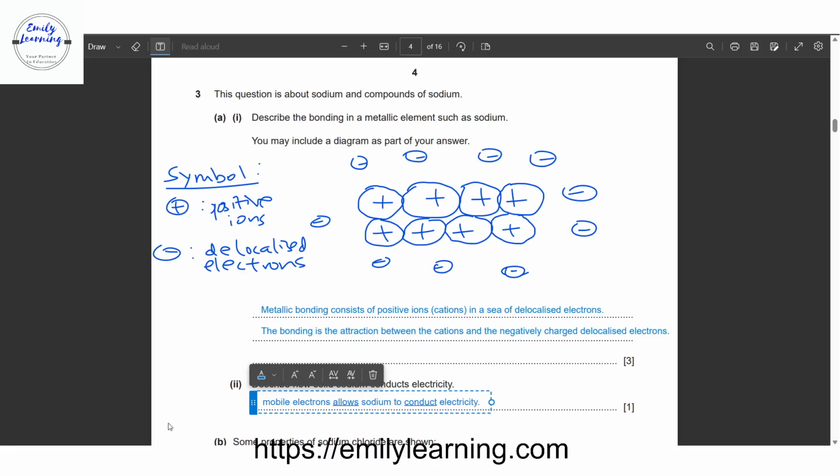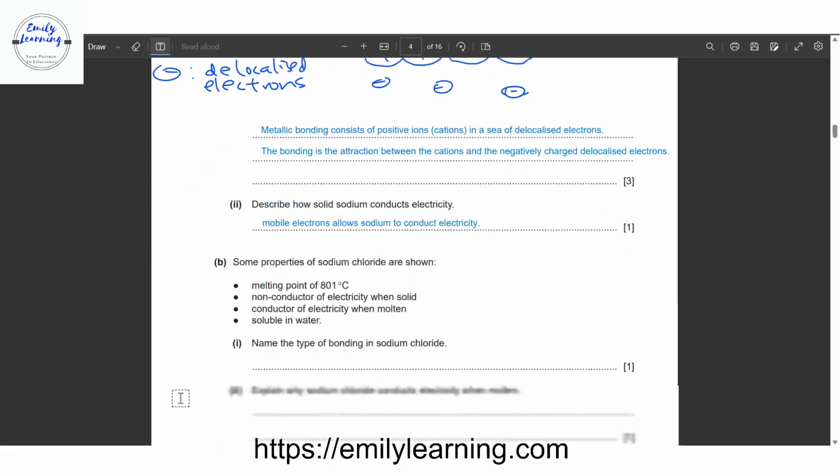So basically, if they ask how does something conduct electricity, what you need to talk about is what charged particle can move, okay? Or what charged particle is mobile. So for metals, it is the electrons that are mobile, okay? So therefore, it conducts electricity. For ions, it is the ions that are mobile that conduct electricity, and ions are only mobile in the liquid, in the aqueous, or in the gaseous phase, okay, not in the solid phase. That is why ionic compounds do not conduct electricity in the solid state.